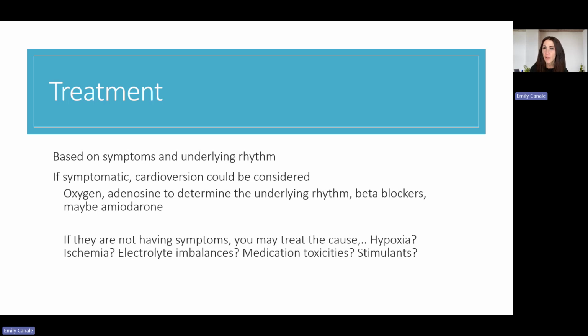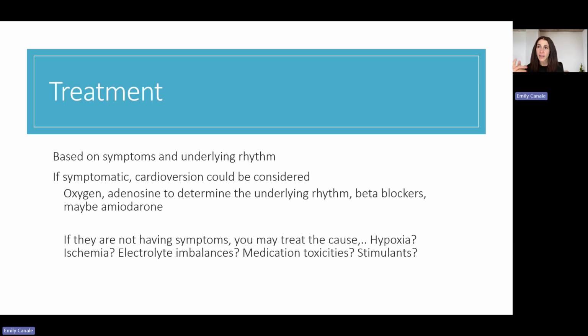If they can't tell, you can repeat it. We give 6 milligrams the first time, and then we could give them 12 milligrams a second time. Again, it can really result in asystole, so you want to have the transcutaneous pacer readily available just in case they don't reboot into whatever it is. That is the main goal with something like SVT: figure out what the rhythm is and then treat it.